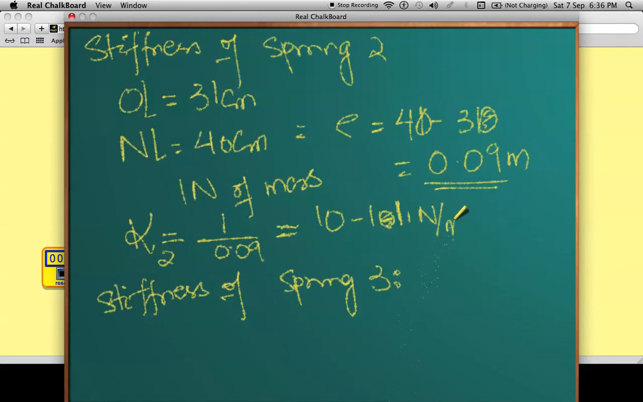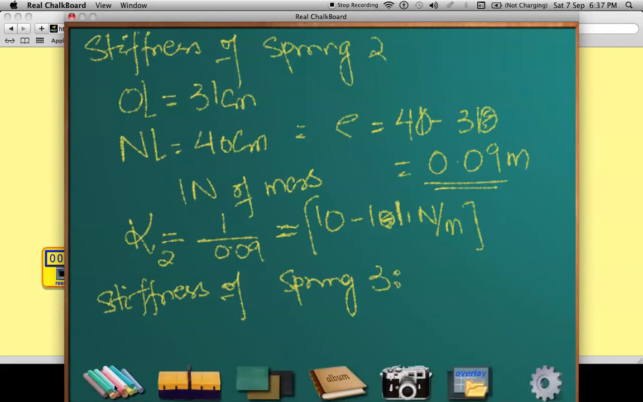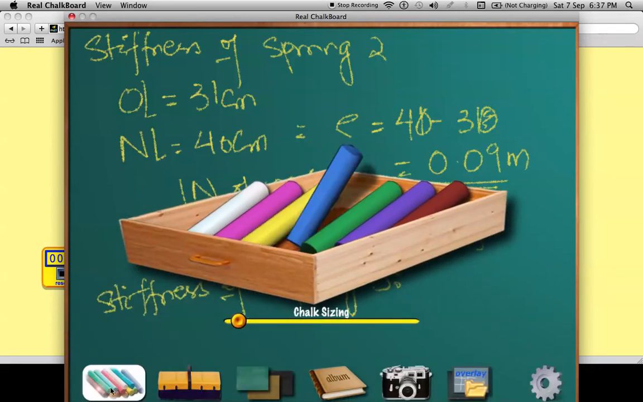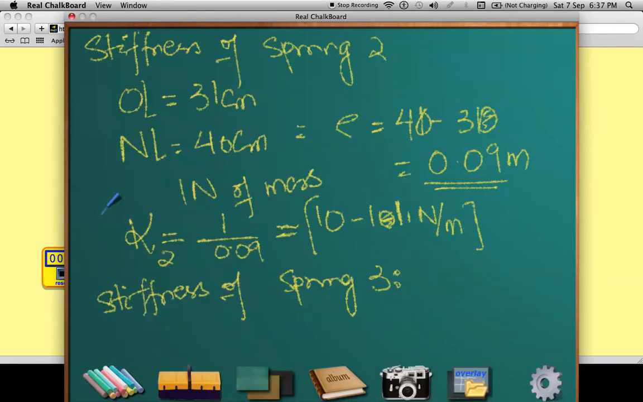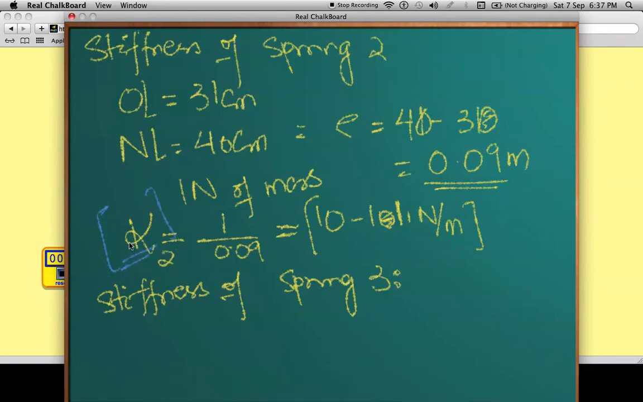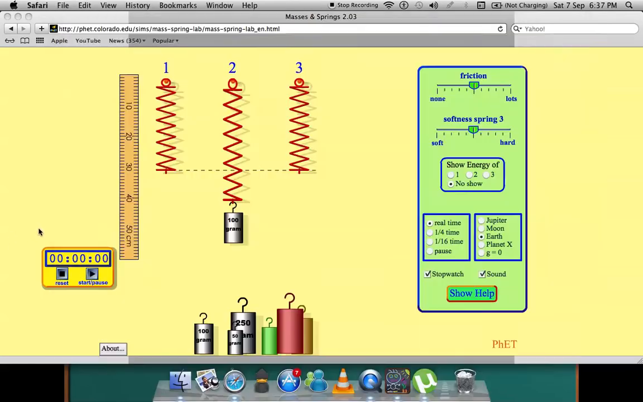newtons per meter. This tells me that spring 1 and spring 2 are made up of the same material, because their stiffness is the same. If spring 1 is made up of iron, spring 2 is also made up of iron. That is the stiffness. It tells me stiffness is an internal property, and it is different for different materials. So if two springs have the same stiffness, that means they are made of the same material.